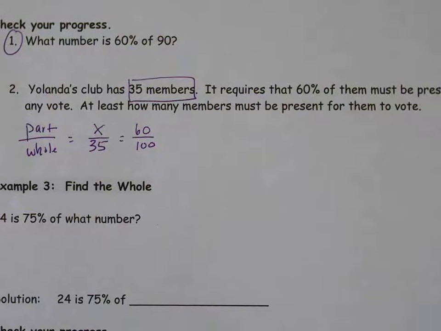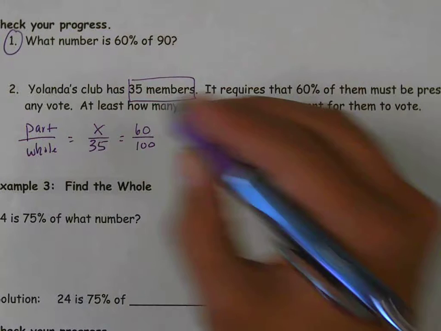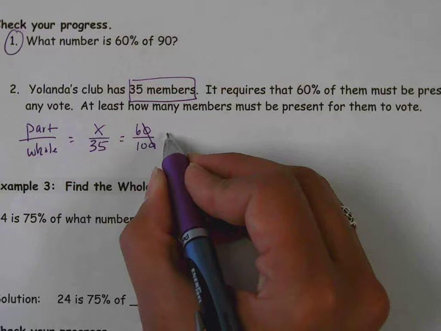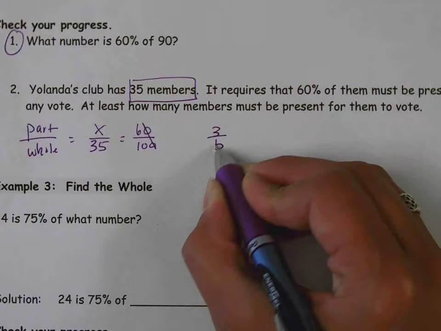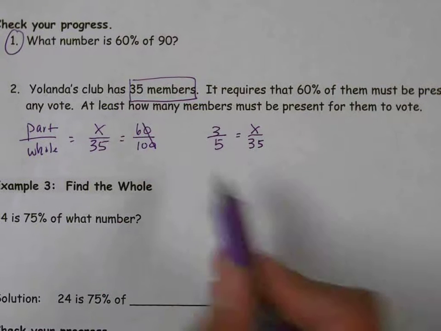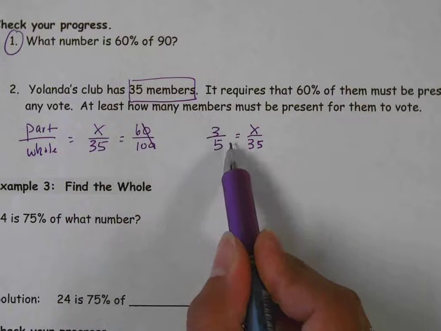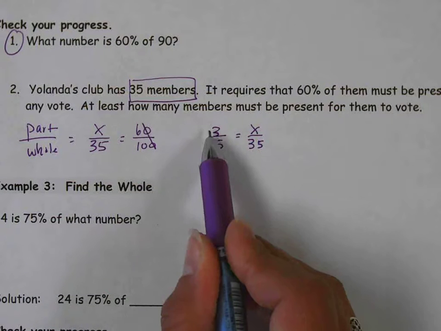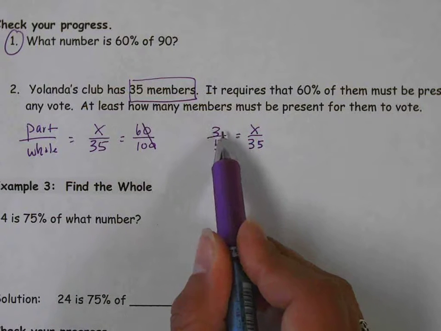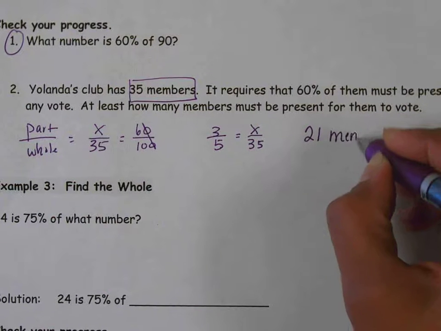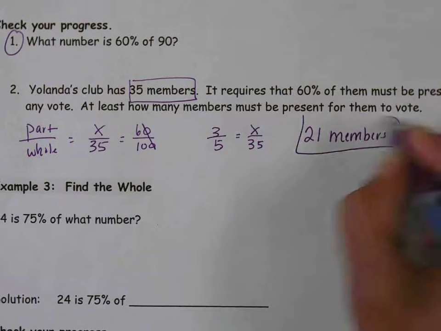Again, I can reduce 6 tenths, or 60 over 100 to 6 tenths, which then reduces to 3/5. And again, I could cross multiply and divide, but I can see that 5 times 7 is 35, so 7 times 3 would be 21. So they must have 21 members to vote.